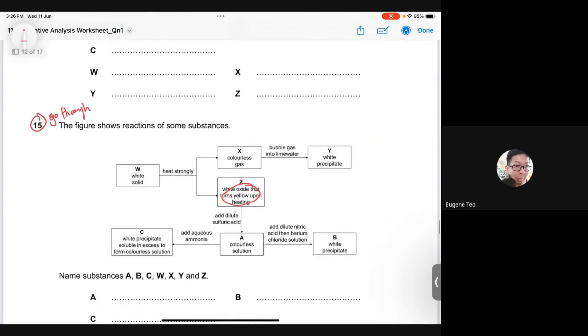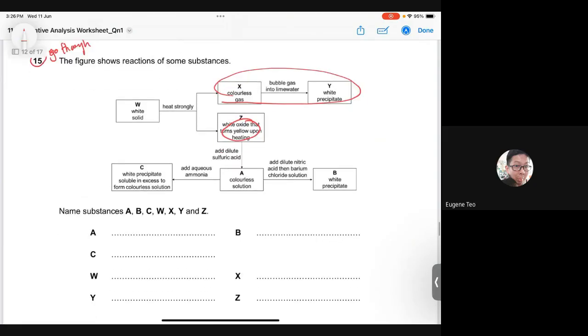So 15, so easy, same thing again. Okay, then let's write down first. So I know that because of this reaction, X is carbon dioxide, Y is calcium carbonate because of the lime water with the carbon dioxide. And hence, I know that W must be something carbonate.